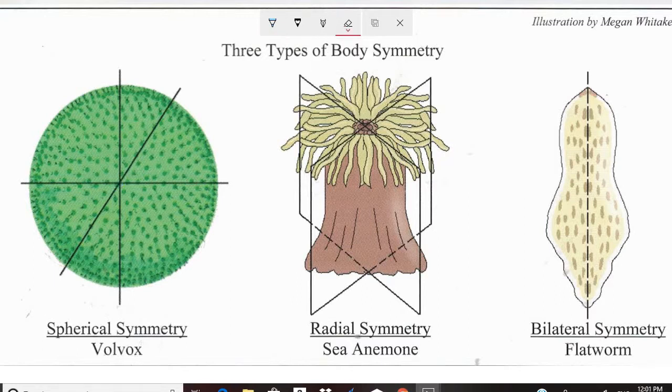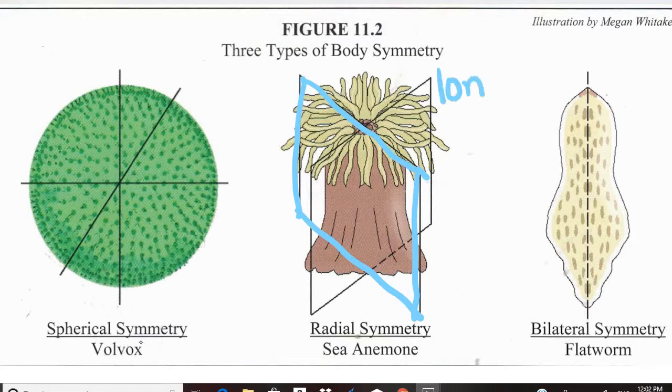spherical symmetry. Okay, then another type of symmetry is radial symmetry. And in radial symmetry, you can make any longitudinal cut through the center, and you will end up with two identical halves. So it's a little bit hard to see, but if I take and I cut this sea anemone down through in that way, then I will end up with two halves that are identical. So it has to be a longitudinal cut. If you can think of cutting through a plane in that way, again, you would end up with two identical halves. So this has to be a longitudinal cut.